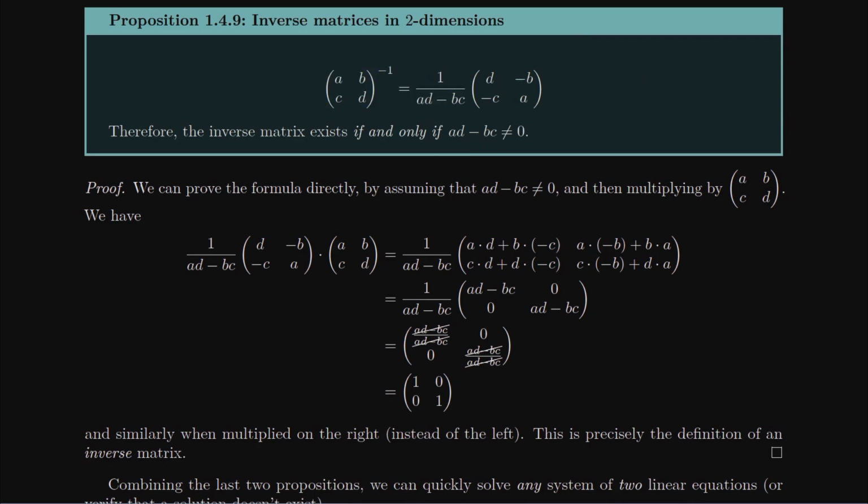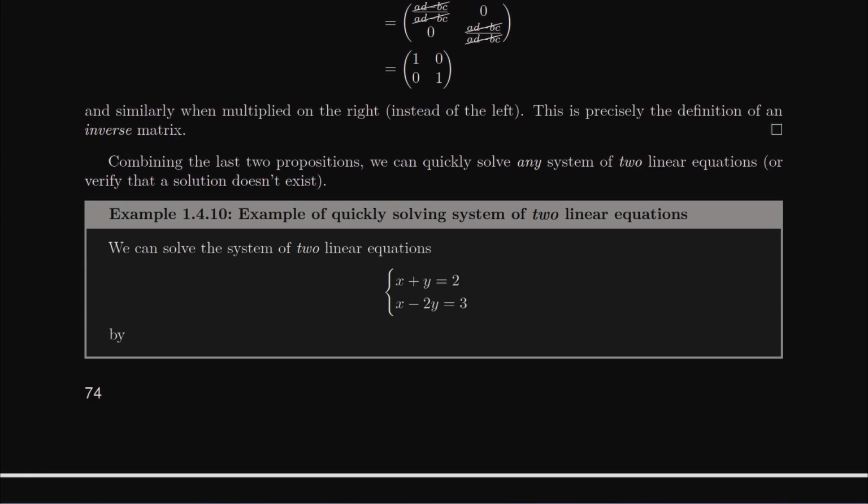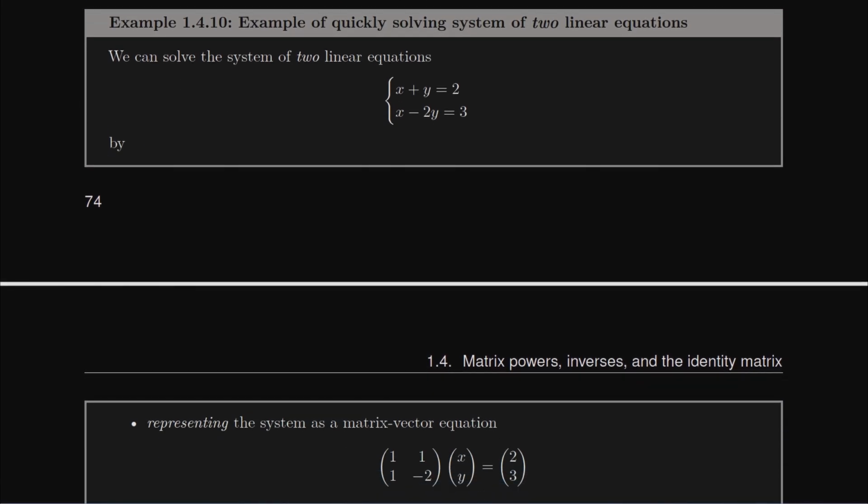We have a proof here that this actually does compute the inverse. You go directly with the proof. You just go ahead and make an actual matrix multiplication. You find out you get 1, 0, 0, 1, which is the definition of the inverse. But what we actually care about is quickly solving systems of 2 equations rather efficiently, using matrix inversion. So here I have a system of 2 equations. I've got x plus y is 2, I've got x minus 2y is 3, and I would like to find the solution as quickly as possible.